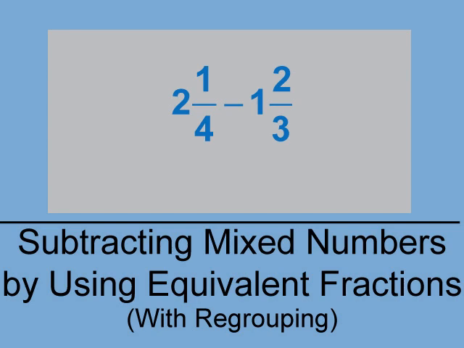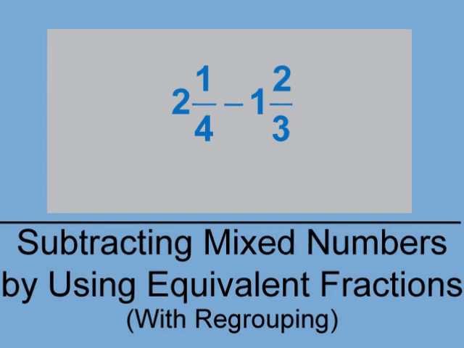An effective technique for subtracting mixed numbers with unlike denominators is to generate equivalent fractions in order to find a common denominator. In this video, we will use this technique to subtract mixed numbers with unlike denominators. In each case, the fraction difference will involve regrouping, and the solution is written as a fraction in simplest form. Let's start with an example.